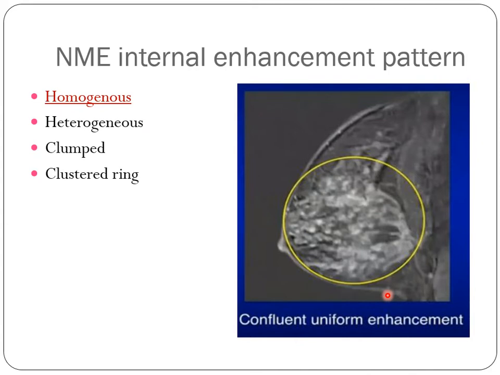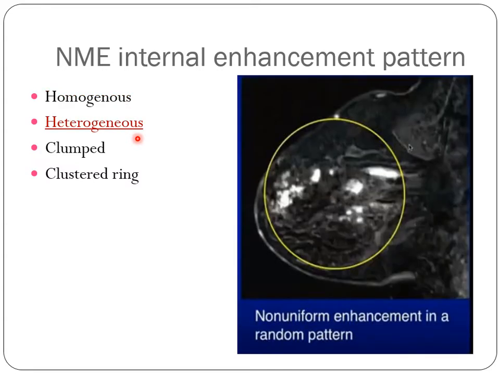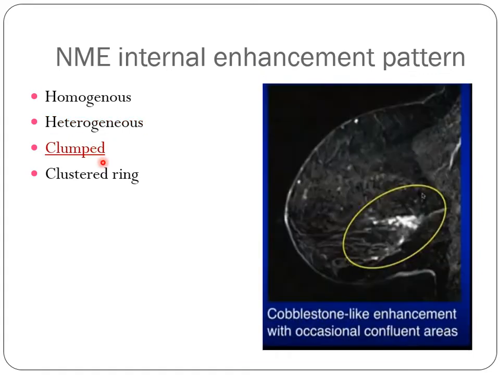Just like the mass lesion, the internal enhancement pattern of the non-mass enhancing lesion is important. For example, this picture shows a homogeneous enhancement of a non-mass enhancing lesion; you may say it's heterogeneous, but I will show you how the heterogeneous one looks. Like here, this is a non-homogeneous one. The clumped one is where multiple foci clump together in one area; this is called the clumped non-mass enhancing lesion.